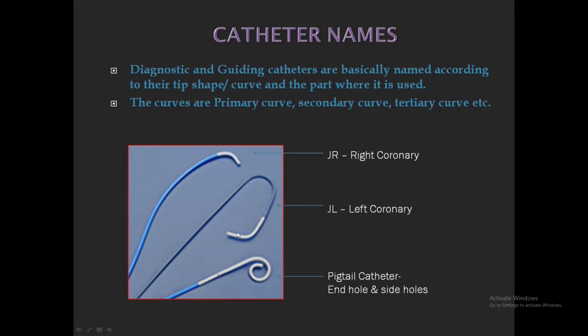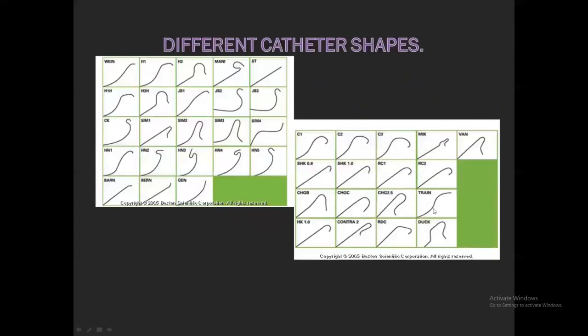Each of the catheters has a specific curve. We call it the primary curve and secondary curve. Different nomenclatures are there. This is a pigtail catheter, which looks like the tail of a pig. This is a catheter called the JL or Judkins left coronary catheter, which is used for performing left coronary angiogram. This is called JR or Judkins right coronary catheter, used for a right coronary angiogram.